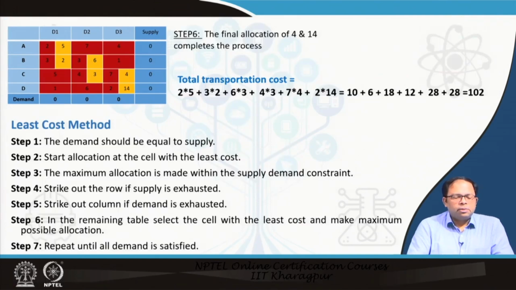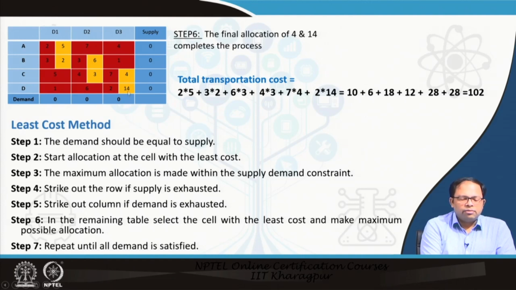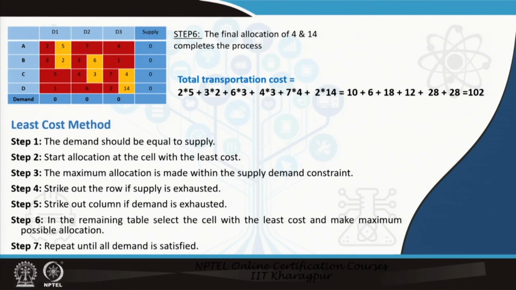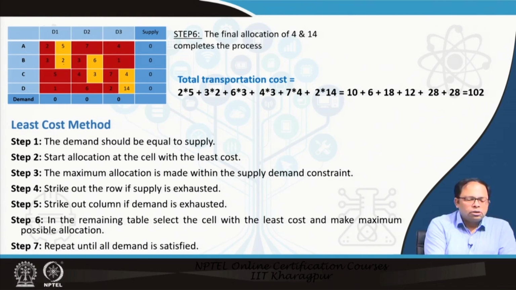Now we come to the next step, where we see that we have allocated the final values of 4 and 14. Now both the rows are balanced, and this final allocation of 4 and 14 completes the process. Now we see these are the allocated cells. From A we can supply D1; 5 is supplied, so this is the first allocated cell. This is the second allocated cell, and then from B we are supplying to both D1 and D2, from C we are supplying to D2 and D3, and from D we are supplying to D3.